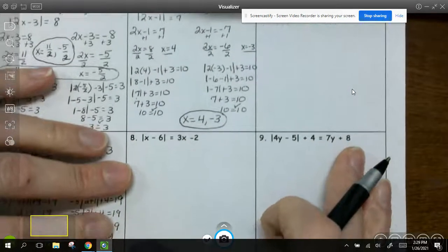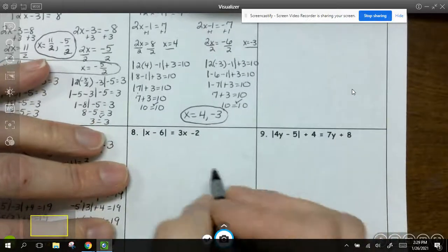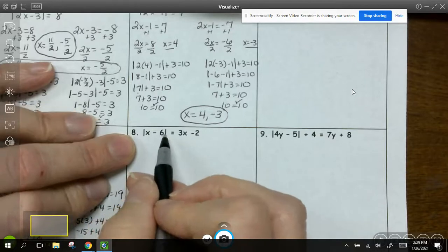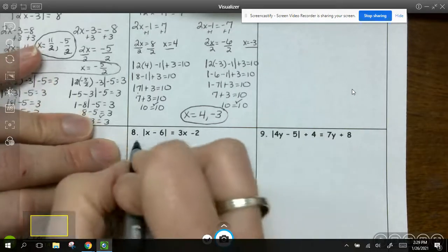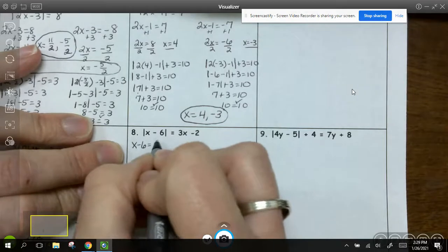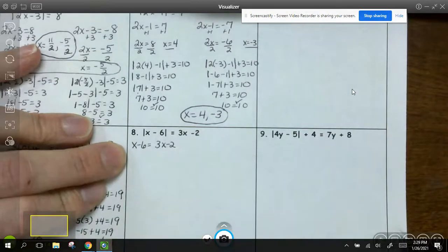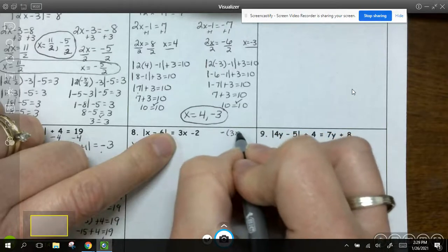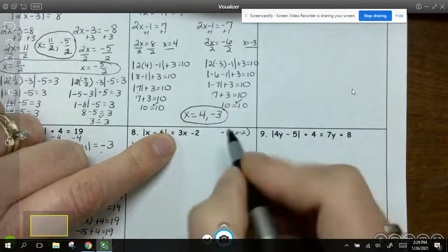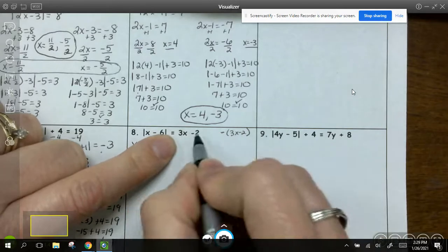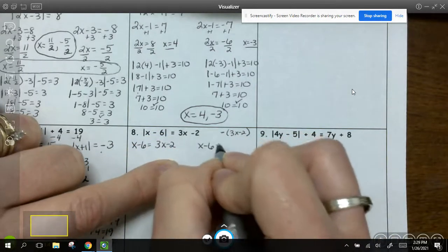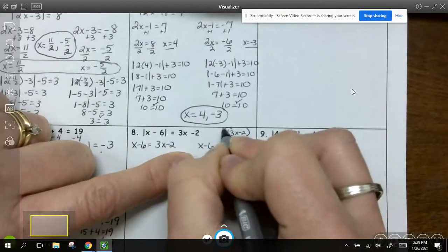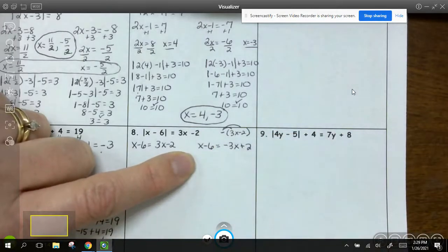Okay, for number 8, the first thing you're going to have to do is make sure your absolute value bar is isolated, and it is. Now this one could have been a little tricky, so let's see how you did. So we're going to set x minus 6 equal to that 3x minus 2, but then we're going to set it equal to negative that. So negative of 3x minus 2, okay? That means it's going to change the sign of each of those. So that's going to be x minus 6 equals negative 3x plus 2. It's like you're distributing that negative sign to each of those.